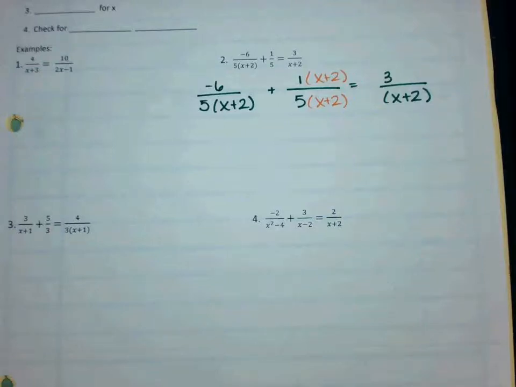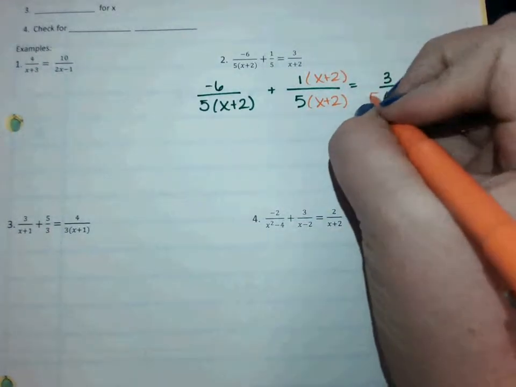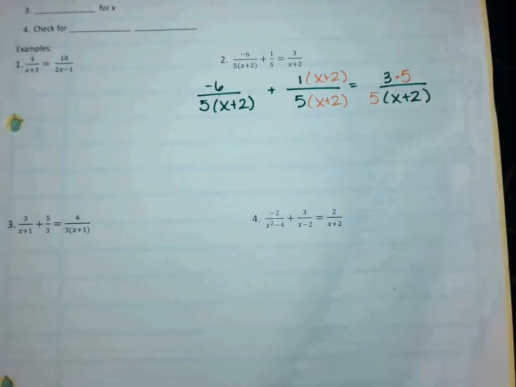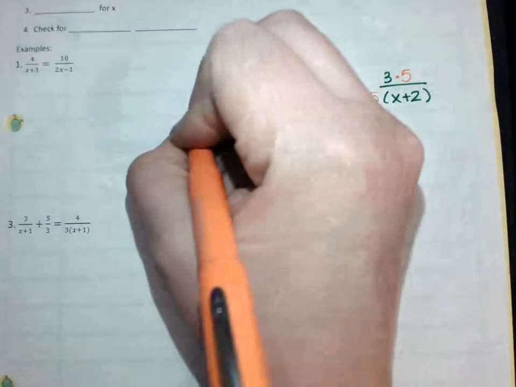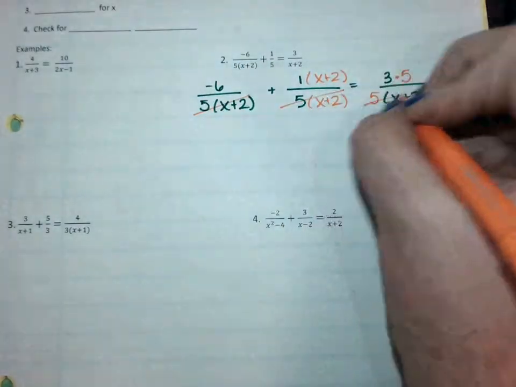What does the right side need? Okay, a 5 here and a 5 here. Now I'm putting that little dot there just to remind you you are multiplying. Okay, here's the deal. When all the denominators match, you can cross them out. So look, watch. Gone, gone, gone.